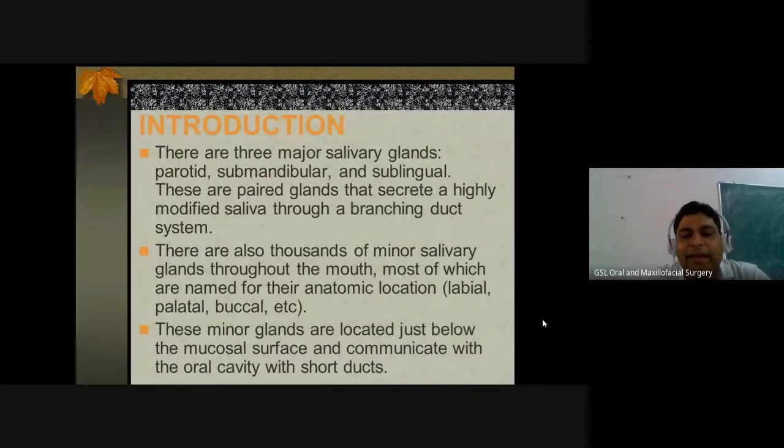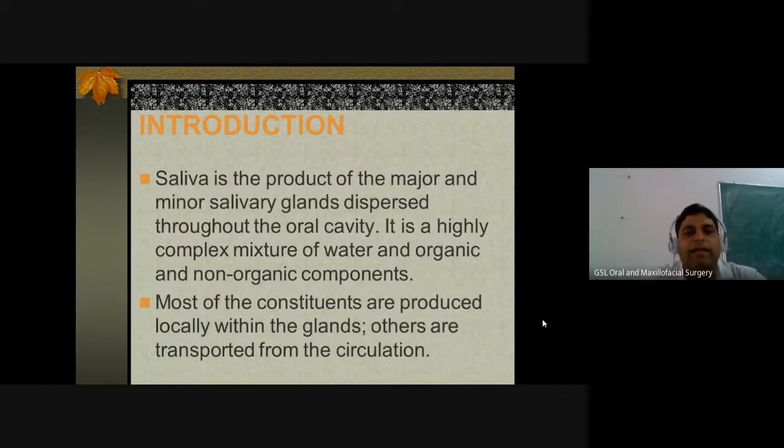These minor salivary glands are located just below the mucosal surface and communicate with the oral cavity through short ducts. Coming to the saliva, which is the product of the major and minor salivary glands, which is dispersed throughout the oral cavity. It's a complex mixture of water, organic and inorganic compounds.